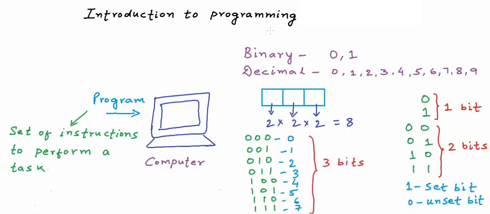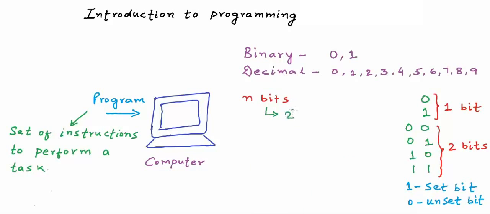In general, if we have n bits, we can have 2 to the power n possible permutations and combinations of zeros and ones. We can have values from 0 till 2 to the power n minus 1. For n equal 3, we can have values from 0 to 7. For n equal 4, we can have values from 0 till 15, and we can go on. For more on binary number system and things like how to convert a number from binary to decimal and vice versa, you can check the description of this video for some lessons. Now coming back to how computer would understand and execute instructions.